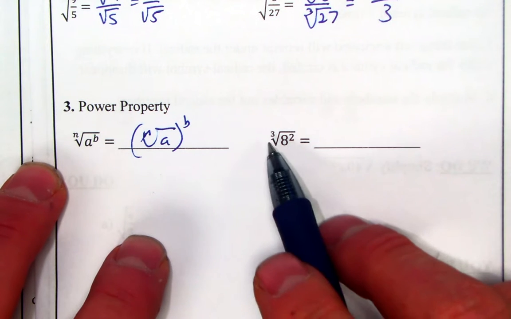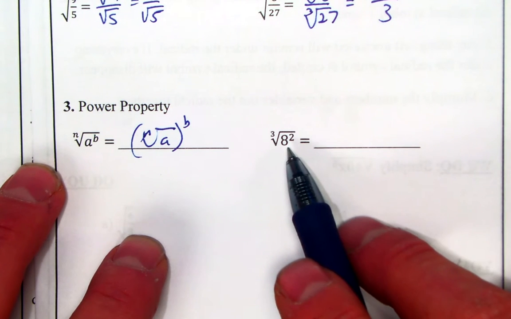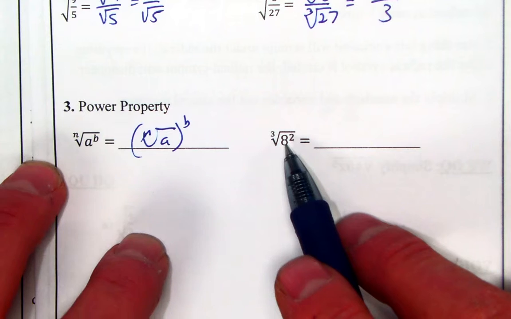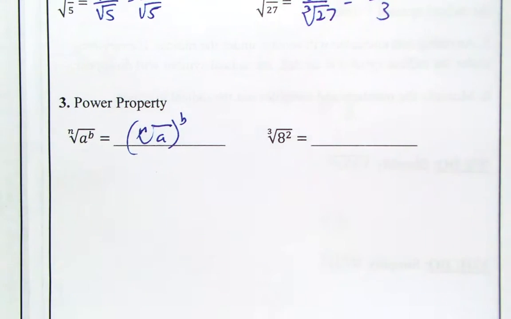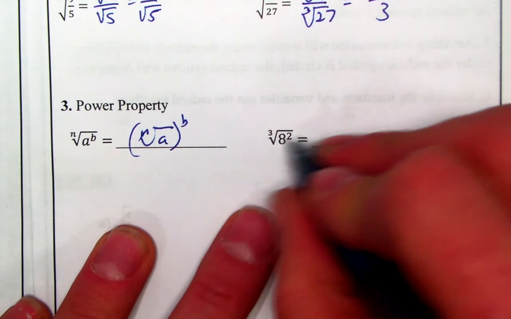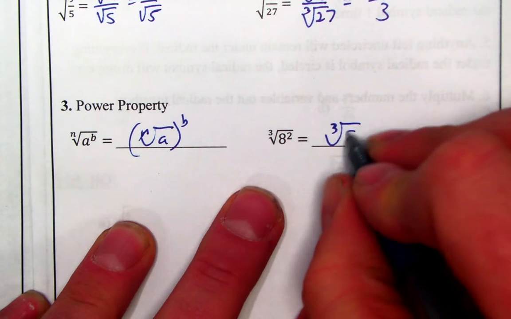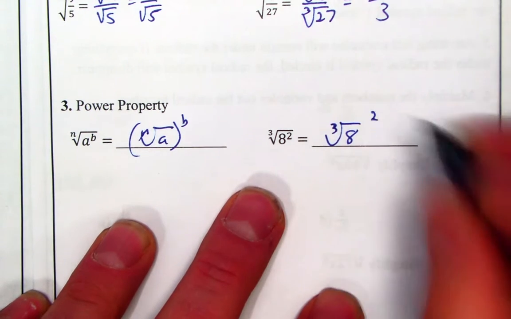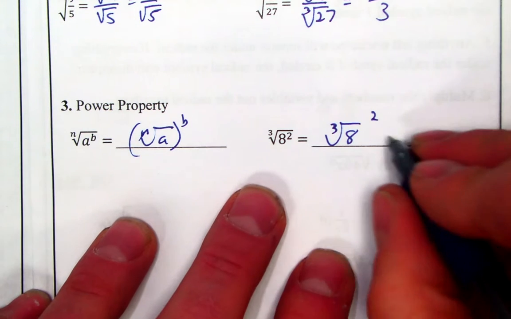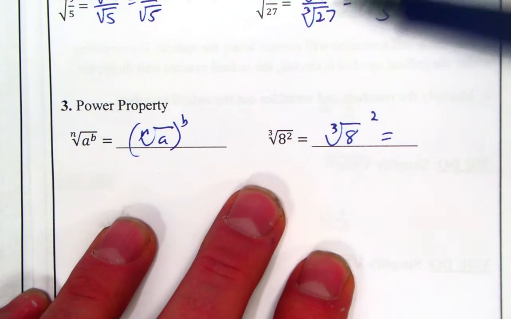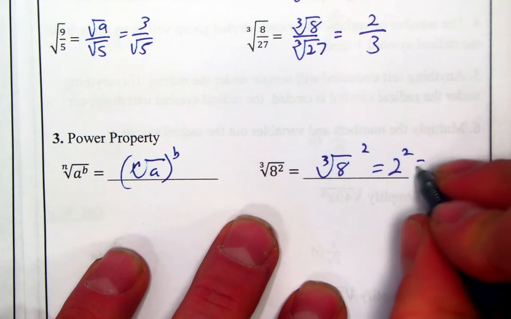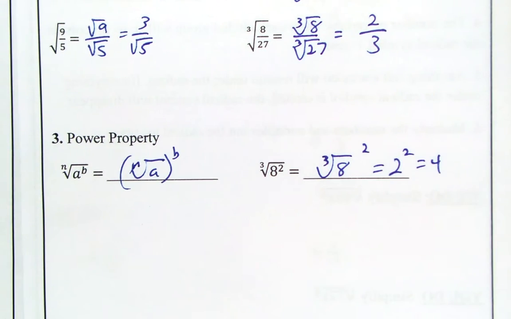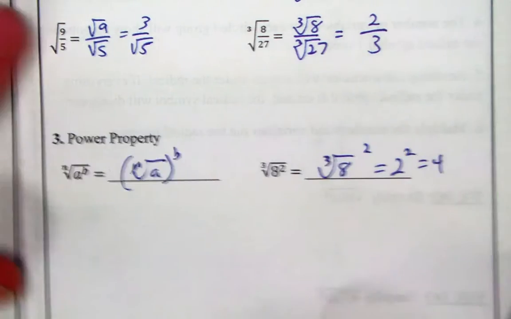So if you had to find the cube root of 8 squared, that means the cube root of 64. Maybe you don't know the cube root of 64. Well, what you can do is rewrite this as the cube root of 8, and then that answer squared. So, like we've already set up here, the cube root of 8 is 2, and 2 squared is 4. So it's just a way of rewriting things, sometimes making it more convenient.